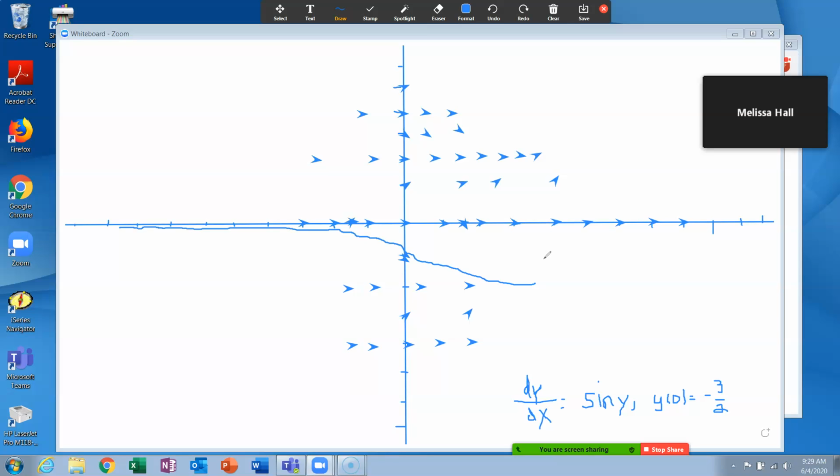Autonomous first order differential equations. Now, what in the world do we mean by autonomous?